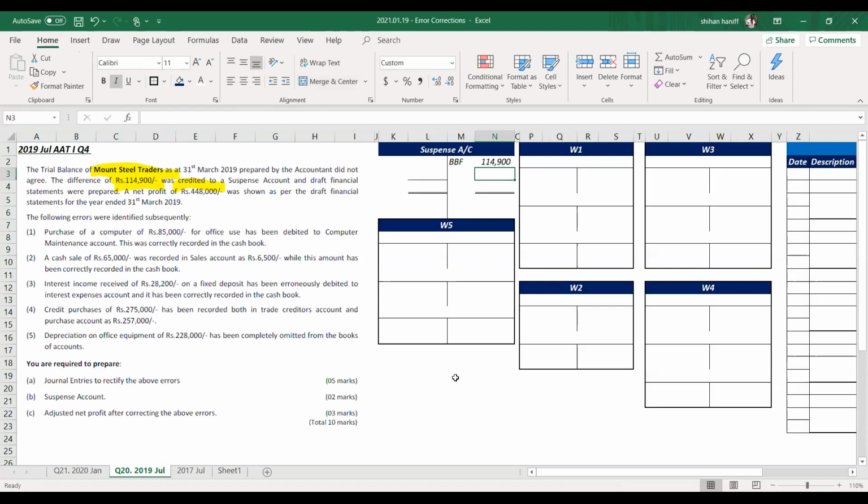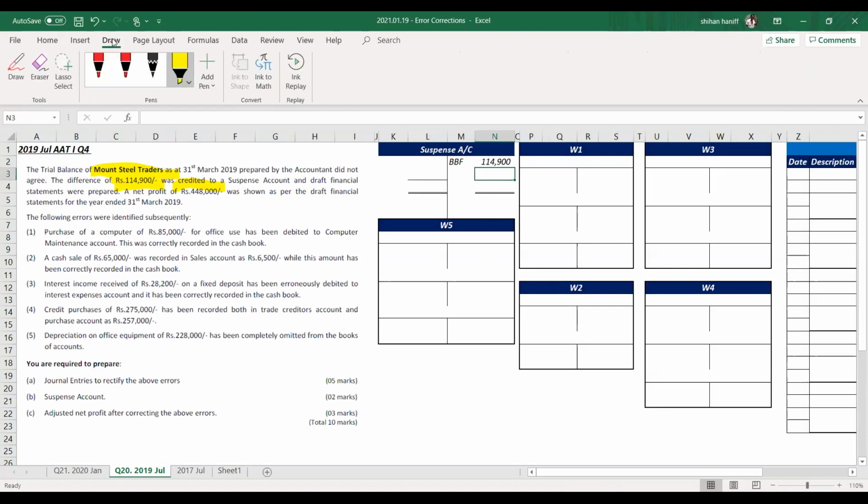The draft financial statement was prepared. The net profit is 448,000. That's the net profit. Right. So the net profit will be affected after the correction. That part I will explain after completing the error correction. Following errors were identified subsequently. Number 1, purchase of computer 85,000 for office use.